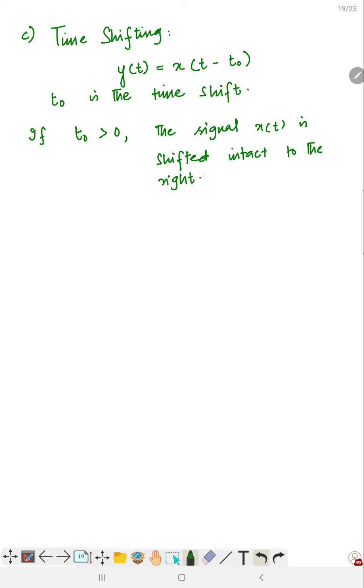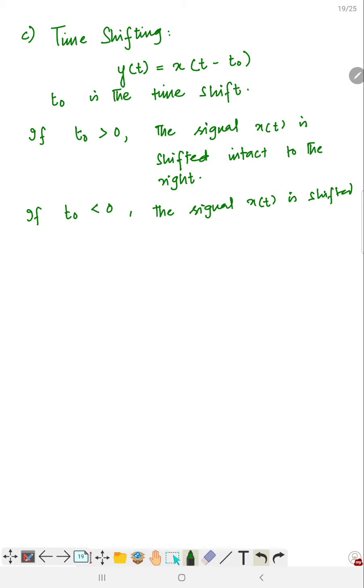Fine. To the right of the time axis, relative to the time axis. And if t naught is negative, that is, it has a value less than 0, then the waveform, you can say the signal itself, the signal x of t, is shifted, again, intact.